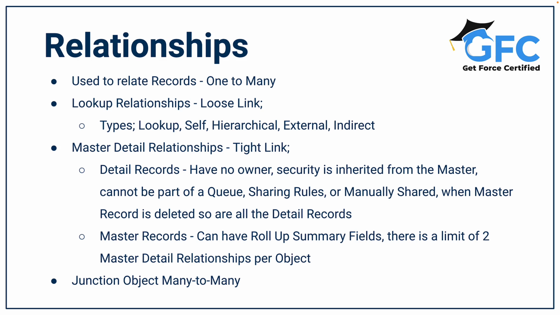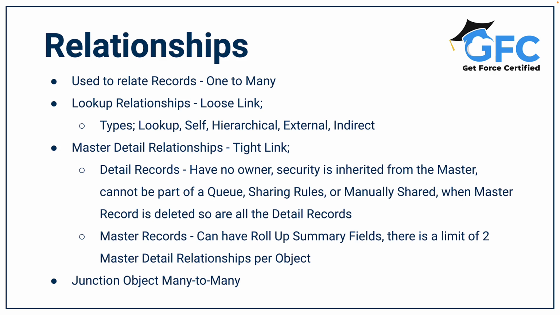Let's take a closer look at lookup relationships first. These relate two objects loosely, and they can come in a couple of forms. They can be one-to-one, one-to-many, self, hierarchical, external, and indirect. One-to-many is when one record is related to many of another record. For example, an account can have many contacts, therefore it's a one-to-many relationship. Self is when a record is related to a record of the same object. So for example, if we had a lookup field on the asset record that was looking for another asset record, it would be classed as a self lookup.